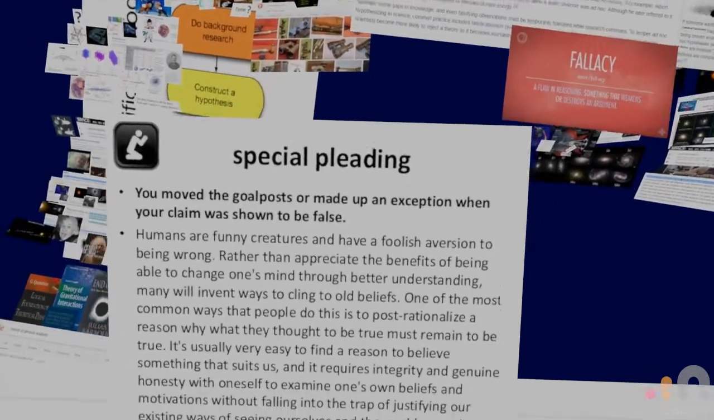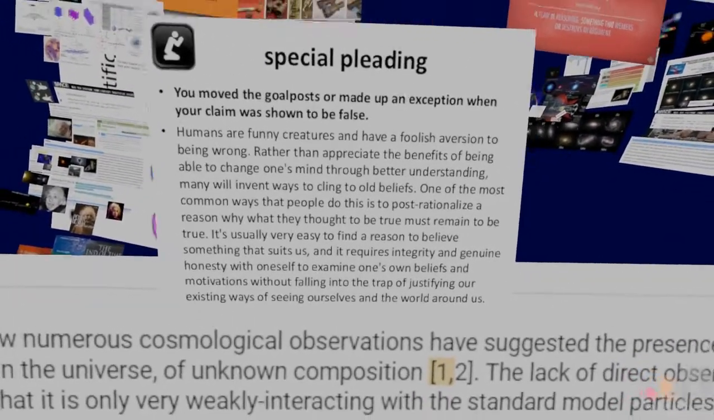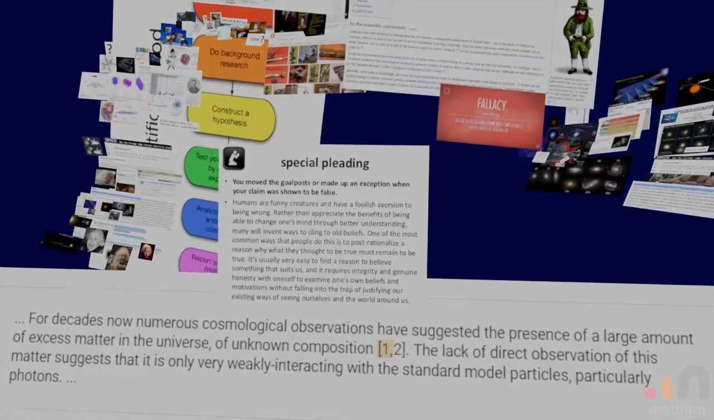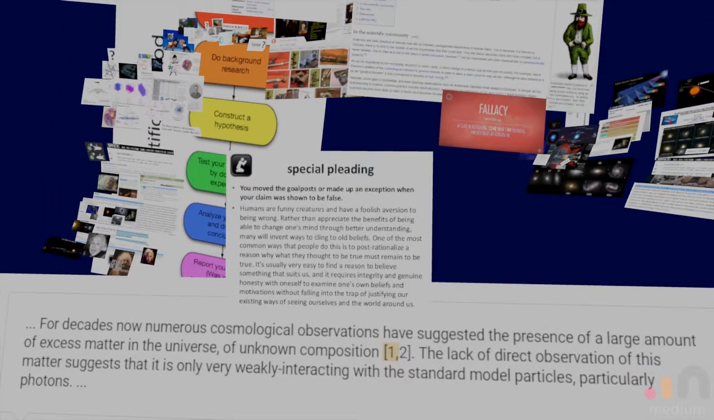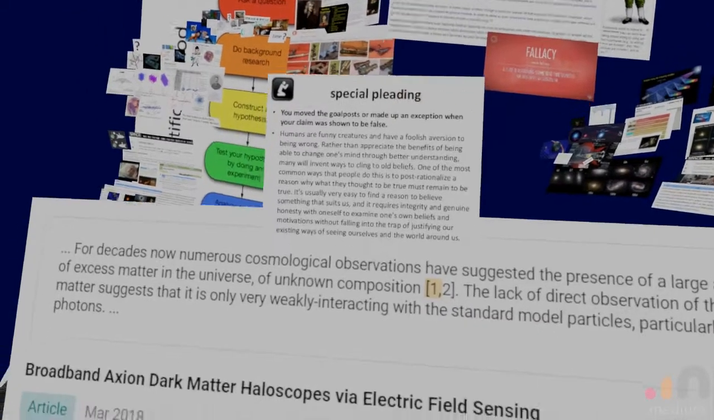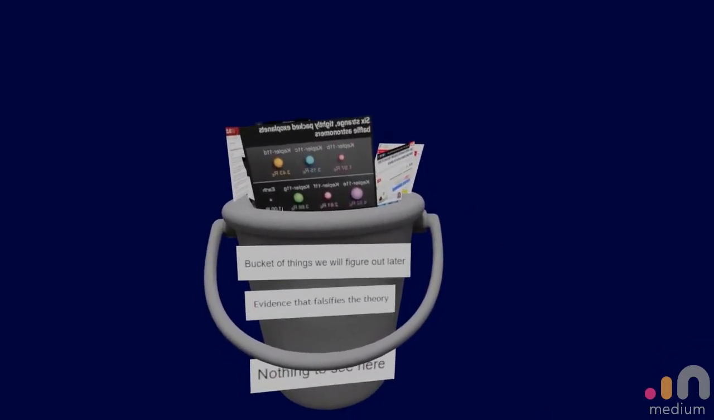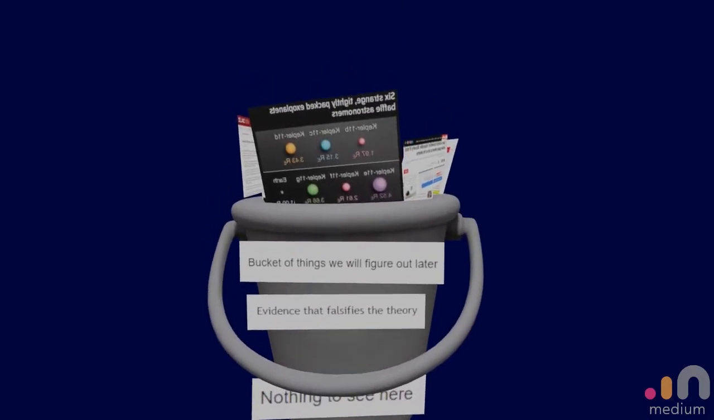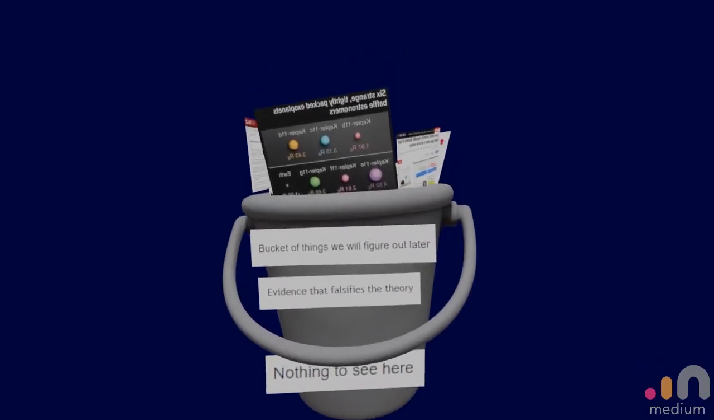Let's look at this one again. Let's look at this one piece from this paper. For decades now, numerous cosmological observations have suggested the presence of a large amount of excess matter in the universe, of unknown composition. What kind of observations are we talking about here? Let's just look. Let's do a little look in here. Oh, look, this is the bucket of things we will figure out later. It's also a bucket of evidence that falsifies the original theory. We're gonna jump into this bucket.